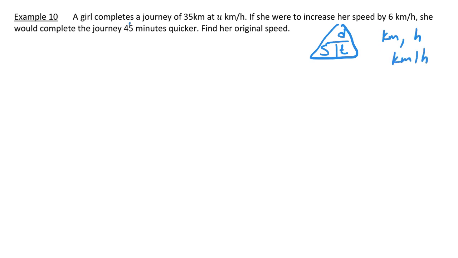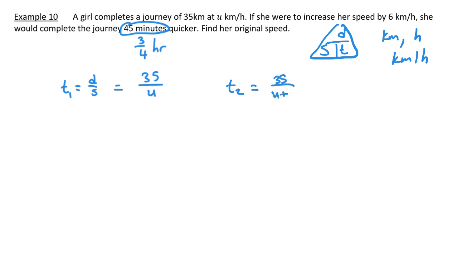So what we would need to do is change 45 minutes into hours, which is 3/4 of an hour. Now for this, we know that the time is different. So to work out time, it's distance over speed. So distance is going to be the same, it's 35 kilometers, divided by u. So that's how long it takes the girl initially. But if she was to increase her speed by 6, then the time taken would have been 35 over u plus 6.